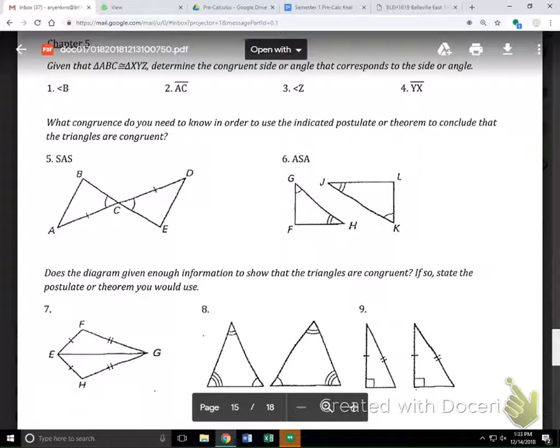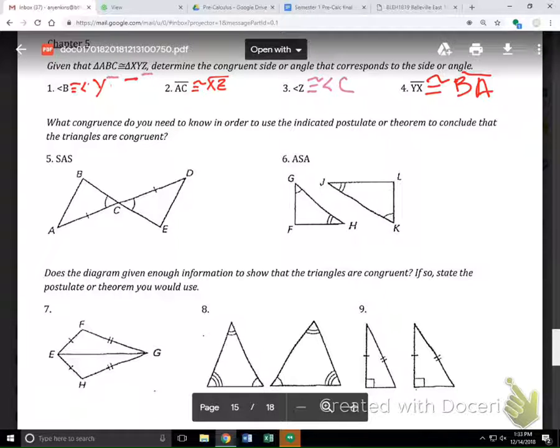Okay, guys, let's stay focused. So we now have Z, which is congruent to C. And we have YX, which is congruent to, we're going to say BA because we wrote the Y first. So BA. Let's do those again. So B was congruent to angle Y because they're in the same position. And then AC was congruent to XZ.